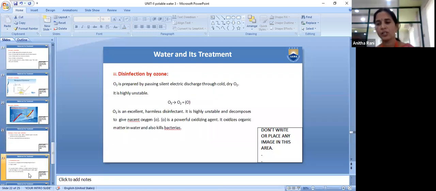Understood break point chlorination? Students, you have to add slowly 1 gram, 2 grams, 3 grams of chlorine in water, so that we can understand at which point we can kill all bacteria present in water.